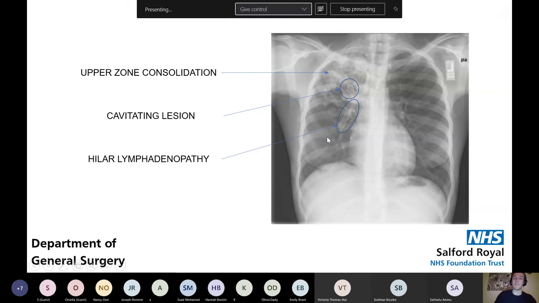You can see here, this hilum is very pronounced. If you compare it to the other side, this is hilar lymphadenopathy. And all of those findings on chest x-ray are pretty typical for TB. So the reason that TB is the right answer here is down to that kind of chronic history, but there are lots of typical findings on the chest x-ray as well.